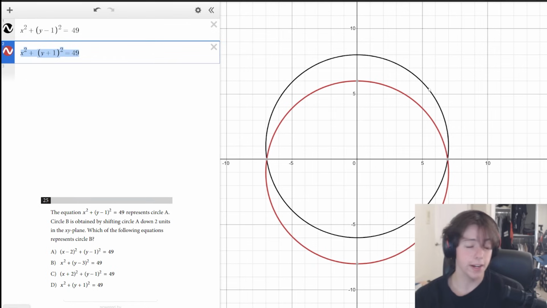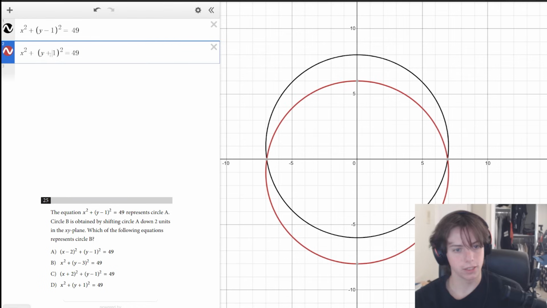And this just shows how great Desmos is, because even if you forget a formula of a circle, you just go and you check it yourself, and that's it. That's all you have to do. And here we quickly see our answer is D, and we can quickly move on to question number 26.